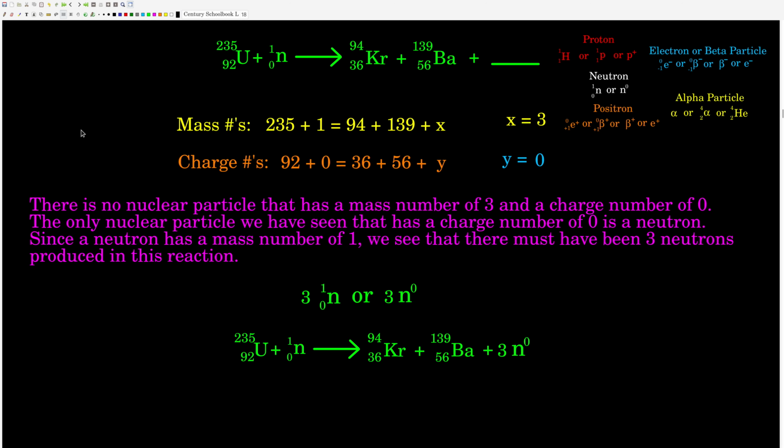And the next one. So again, neutron bombardment of uranium-235, and we're producing krypton-94, barium-139, plus another particle.